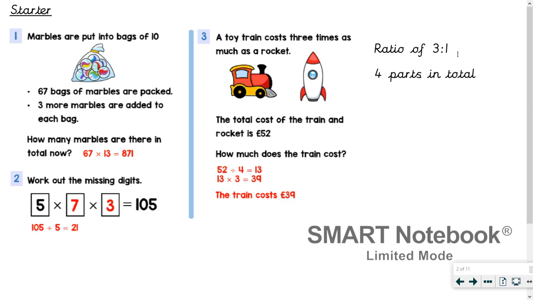So the way to split something equally is to divide it. So we do 52 divided by the 4 parts I have, which leaves me with 13. And then it says, how much does the train cost? So the train costs 3 times as much as the rocket. So we times that 13 we've got for 1 part by 3 to get £39. So once we worked out as a bit of ratio, it was fairly straightforward to get there.